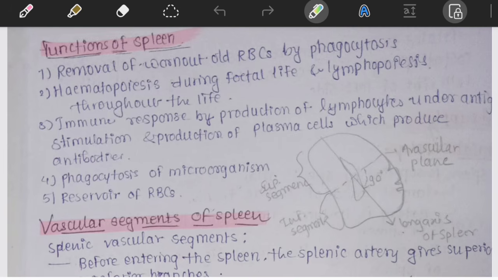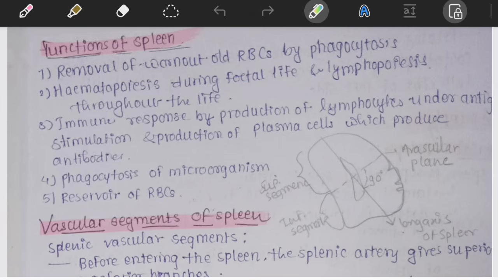Second one is hematopoiesis. During fetal life, the spleen normally participates in hematopoiesis, but after birth, these functions become minimal. Immune function: white pulp is involved in immune responses, and lymphocytes respond to antigens and help to generate immune responses including antibody production by plasma cells. Fourth one is the phagocytosis of microorganisms and other unwanted particles through phagocytic activity. Reservoir: finally, the spleen can act as a reservoir of blood, particularly RBCs.